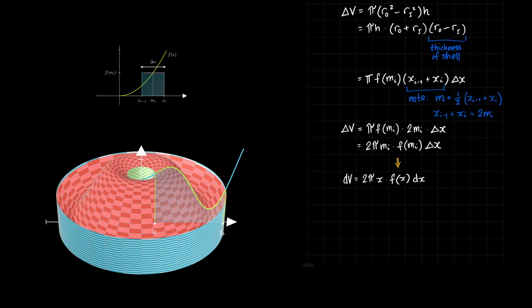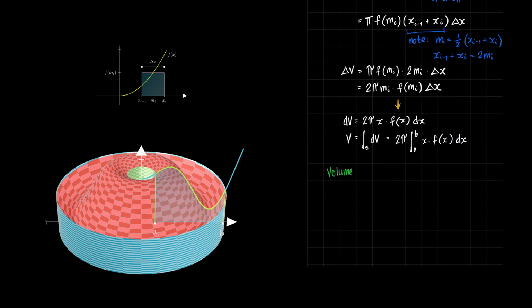Then the total volume is the sum of all the differential volumes, which we'll write as the integral of dV. Again, integral of dV, ito yung a-add natin lahat ng individual dVs, which is equal to 2 times pi times the integral of x times f of x evaluated from a to b, bringing us to our desired result of an integral that will give us the volume of a solid of revolution using cylindrical shells.